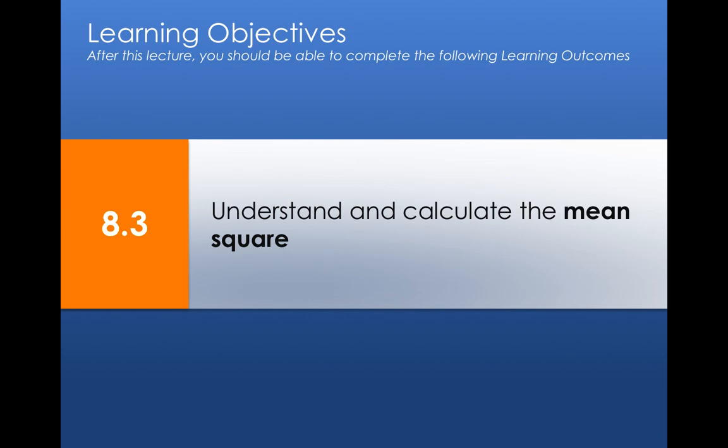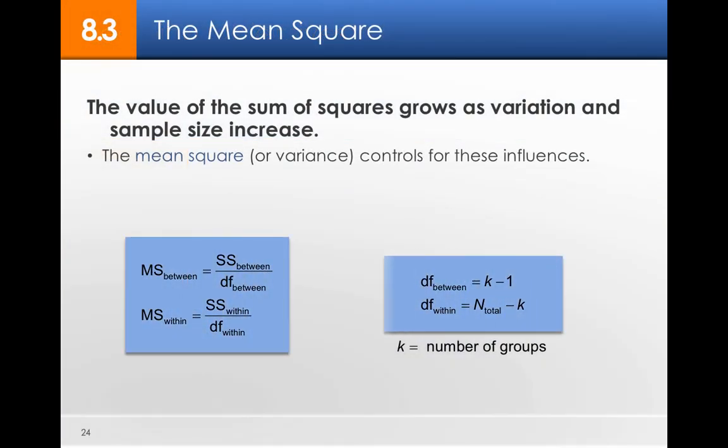The next concept we want to understand is the mean square. The value of the sum of squares grows as the variation and sample size increase. So the mean square, or variance, controls for those influences. We want to control for that change. So we've got MS between and MS within. Remember we also talked before about degrees of freedom, and here K means the number of groups and N is still our sample size.